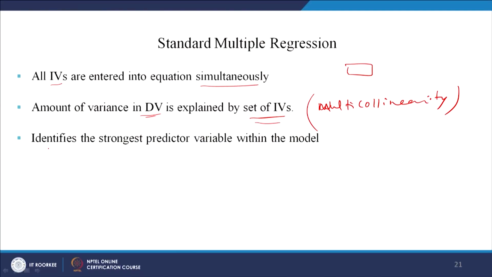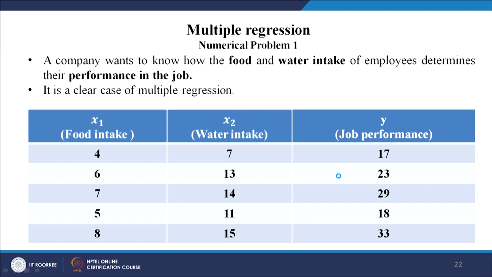Then it helps in identifying the strongest predictor variable, the strongest independent variable within the model. Suppose you have x1, x2, x3 which have an effect on y. Out of these, which one has the largest impact can be measured with the help of this standard multiple regression. Let us take this case and solve this problem.